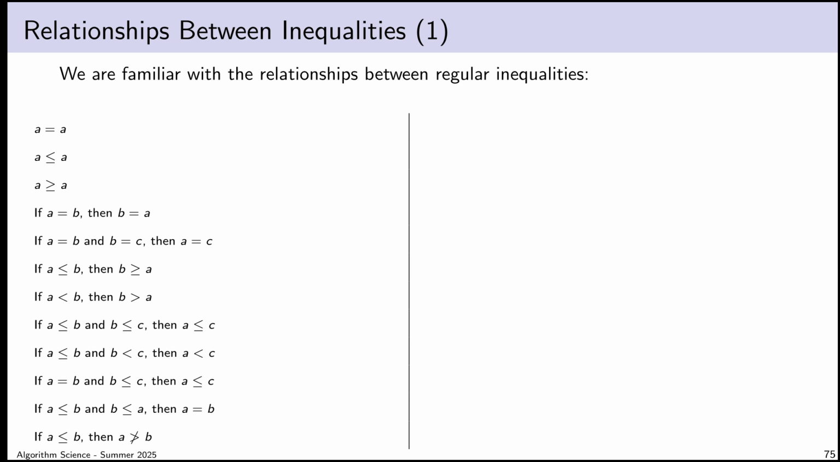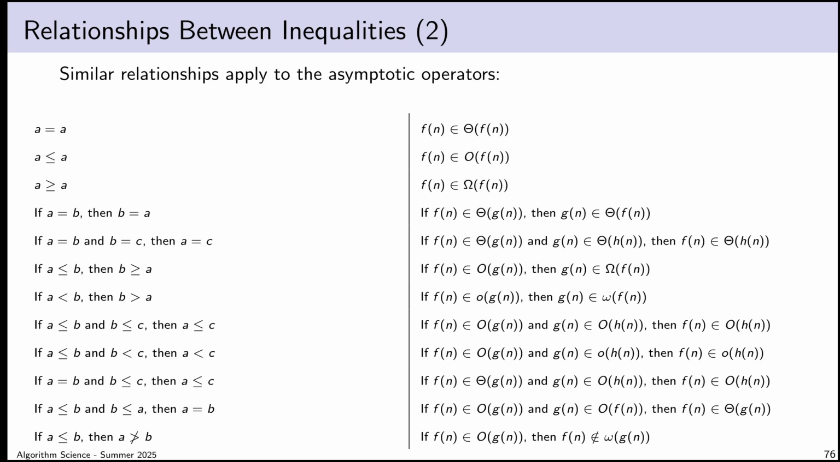All of the usual intuitive relationships of inequalities apply to our asymptotic operators. Here are some things that we know about regular inequality operators. For example, A always equals itself, and any value is always greater than or equal to itself. And if A is equal to B, then B is equal to A, and so on. We can write the equivalent things stated with asymptotic operators. So any function is big theta and big O and big omega of itself. If f is big theta of g, then g is big theta of f. I won't go over all of these, but they are in the slides if you need a quick reference.